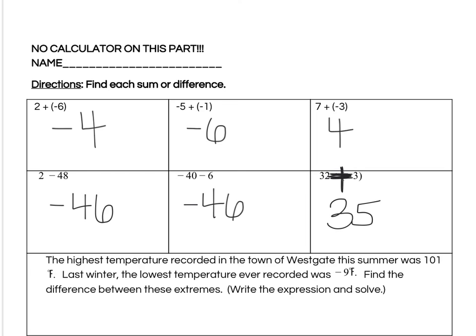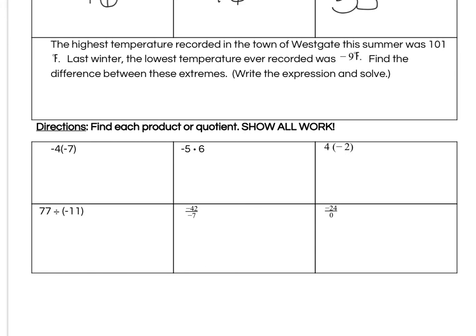35. The highest temperature recorded in the town of Westgate this summer was 101 degrees Fahrenheit. Last winter, the lowest temperature ever recorded was -9 degrees Fahrenheit. Find the difference between these extremes. Write the expression and solve. So you're not just writing a number down, you got to tell me where that number came from.